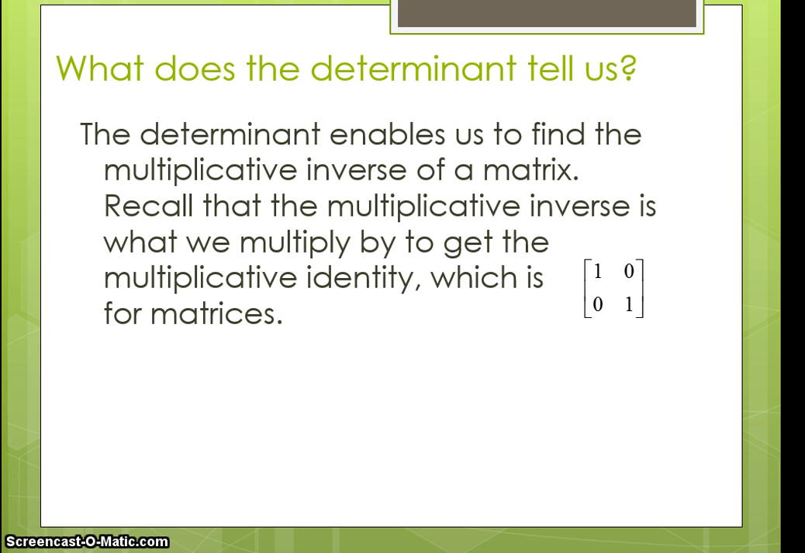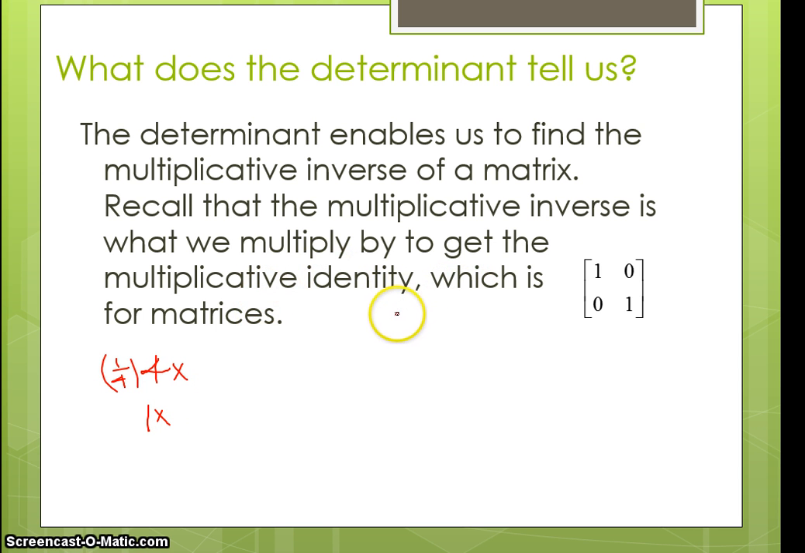We use the determinant to tell us if we can find a multiplicative inverse. When you're thinking about a normal multiplicative inverse, if I have 4x and I want to get rid of the 4, you could divide by 4, or really that's like multiplying by 1/4. So 1/4 and 4 are inverses, because 1/4 times 4 would just leave me with 1.